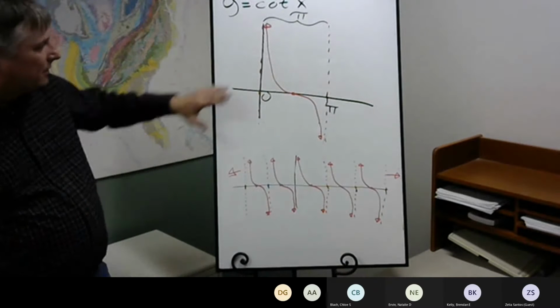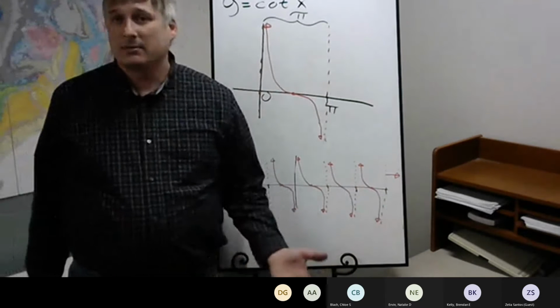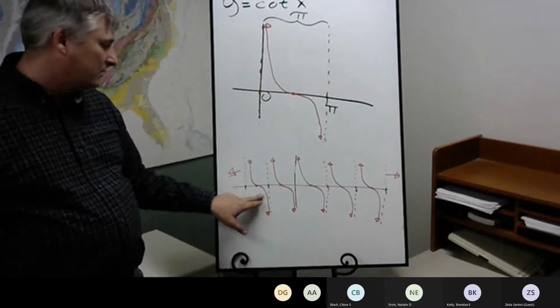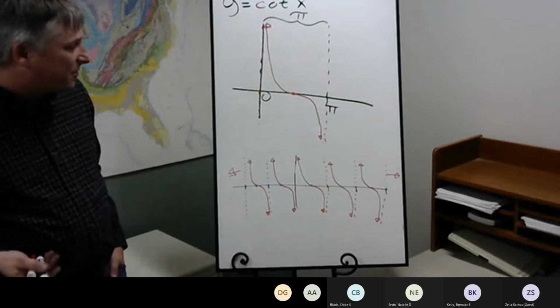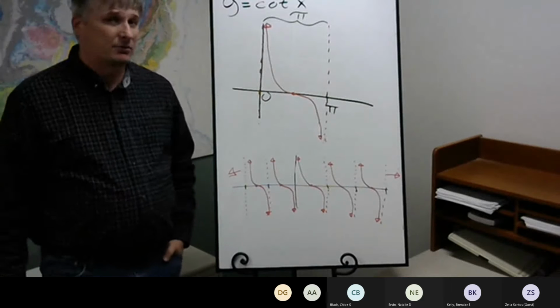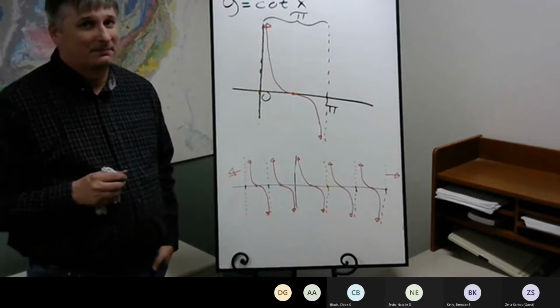So just like tangent, this graph will just be copied all the way down the positive x-axis and all the way down the negative x-axis. So those are the canonical graphs for the trig functions. Any questions about that?